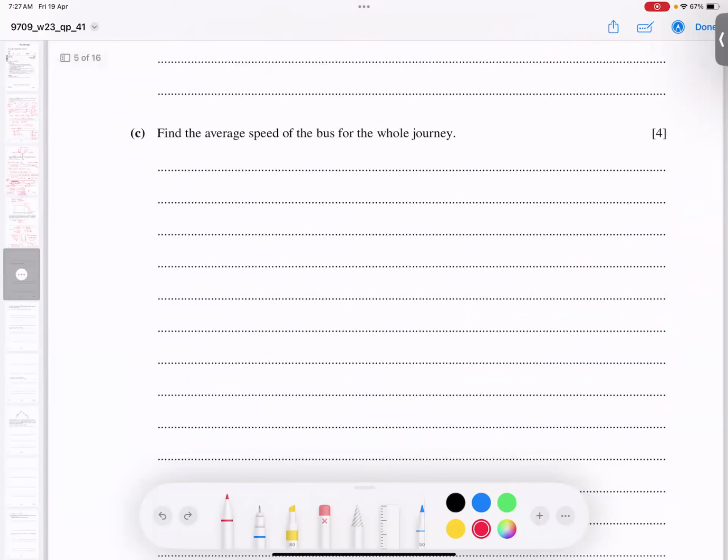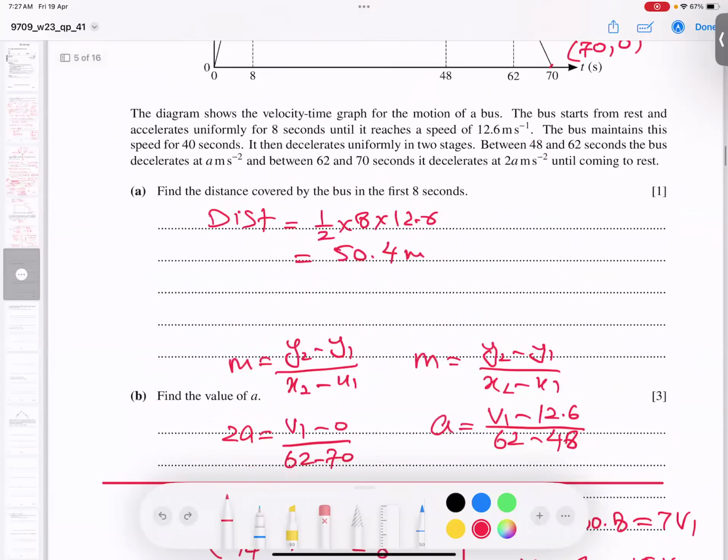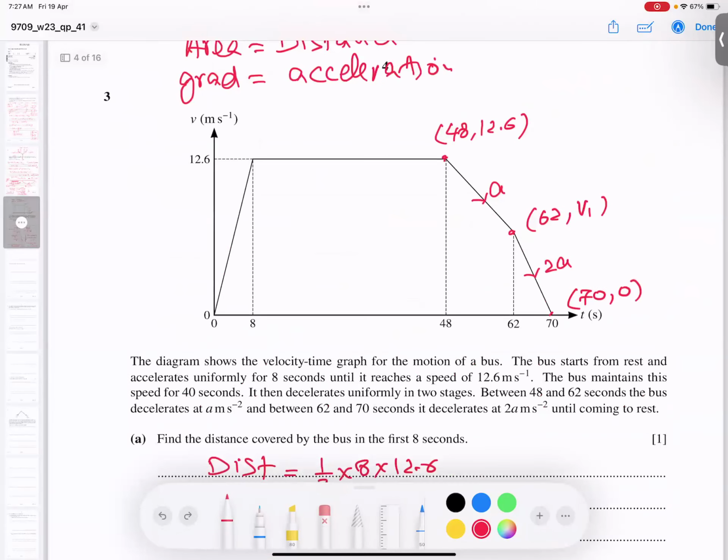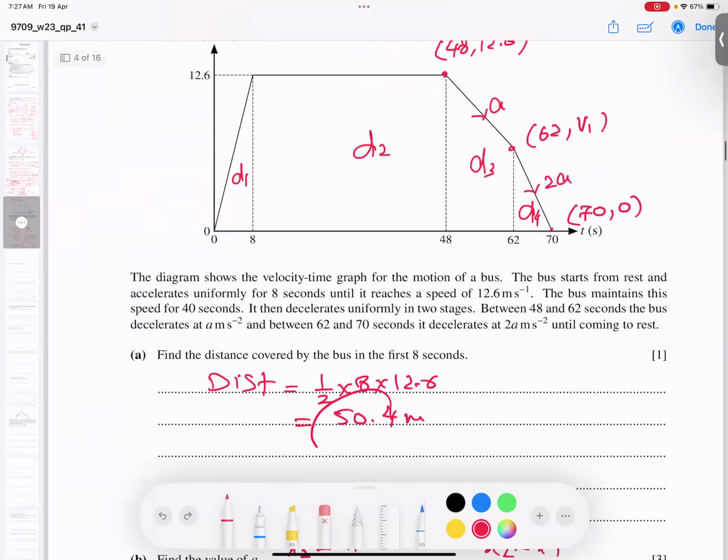Average speed of the bus for the whole journey. So it means, students, I need distance 1. This is distance 1. This is distance 2. This is distance 3. This is distance 4. And all distances I will add, divided by total time, which is 70. So the first distance, luckily we have it. No need to work out. This is a rectangle shape and it's very clear.